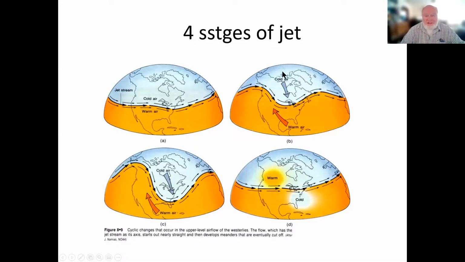Once in a while, it doesn't behave itself, and we'll talk about why. What happens is then you get a tongue here pushing down on the jet stream. And this is called a trough of low pressure. And over here, we have a ridge of high pressure. We'll talk about this a little bit later.